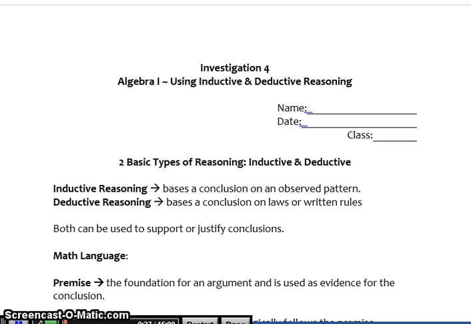For example, if you observe a pattern, 2, 4, 6, 8, you can say, okay, I think the next number is going to be 10. That's based on that pattern that you've looked at before. Now, deductive reasoning involves laws. If you see that two sides of a triangle are 3 and 4, then you know the hypotenuse will be 5 because of the Pythagorean theorem, which is a law or a written rule. So the difference between inductive and deductive is really what you use to come to your conclusion. Do you use a pattern or do you use a law or rule? Both can be used to support or justify conclusions.